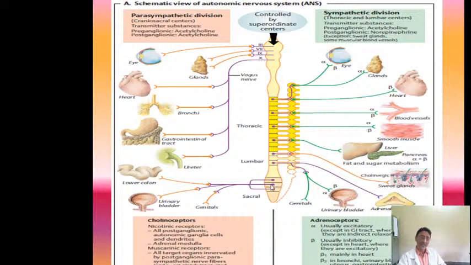Whereas when you see the sacral portion of the parasympathetic division, it supplies parasympathetic fibers to the genital tract. It supplies the urinary bladder. So the parasympathetic supply to the urinary bladder is from the sacral segment, whereas to the ureters, it comes from the vagus nerve. The lower colon, that is the descending colon and the transverse colon, is all supplied by the sacral nerves.